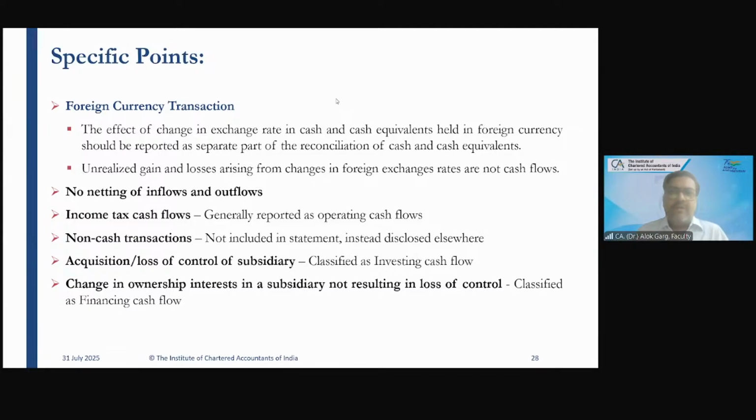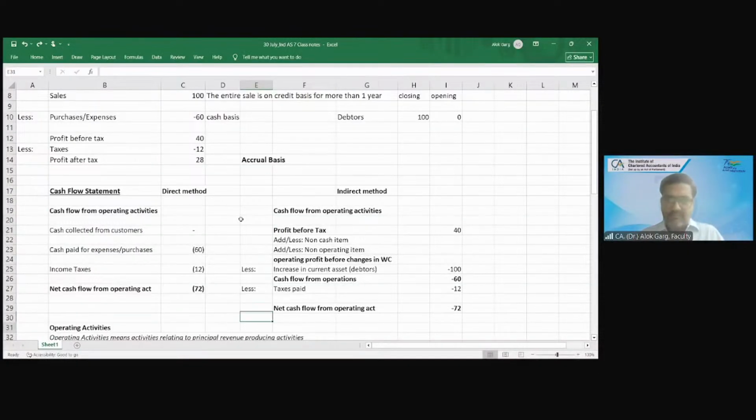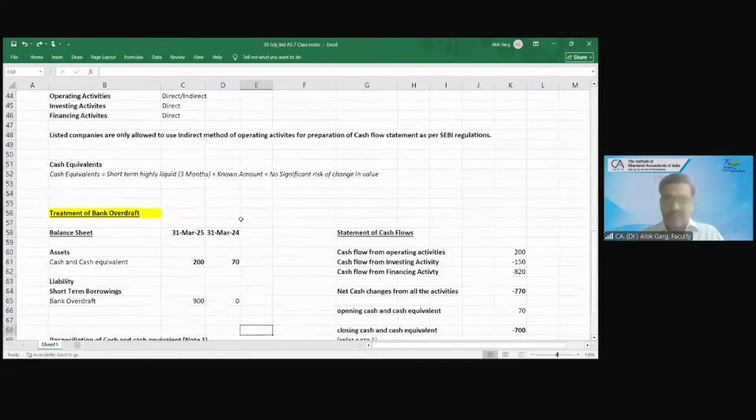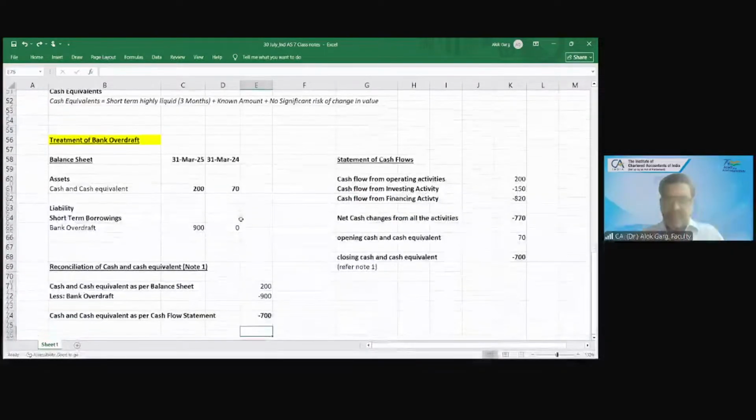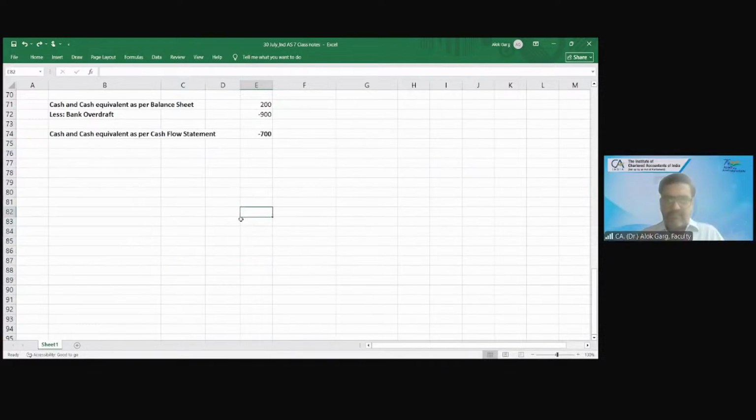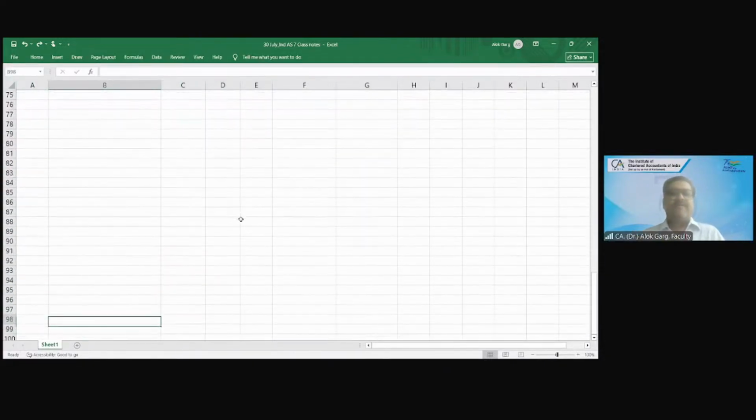See, when selling the subsidiary, the special point you mentioned is not resulting in loss of control. Okay, control is there. Then you ask us to classify it as a financing activity. Then why not classify it as an investing activity at that time? That is my question. So let me explain that.